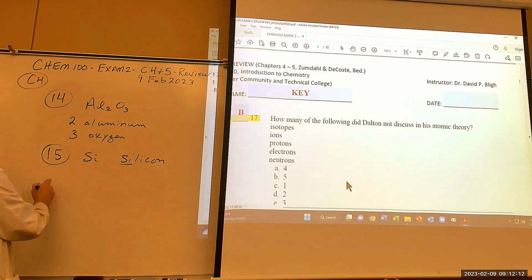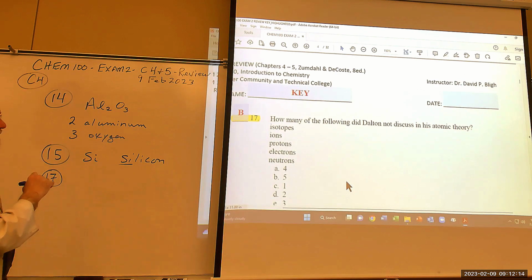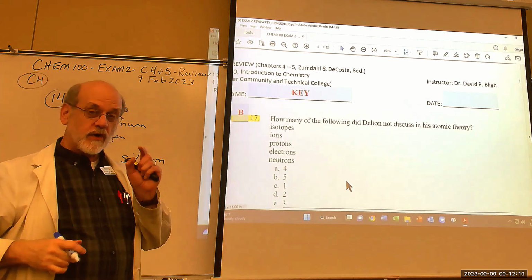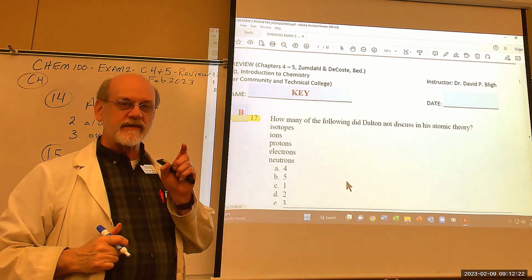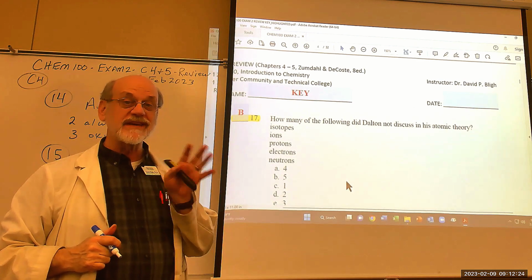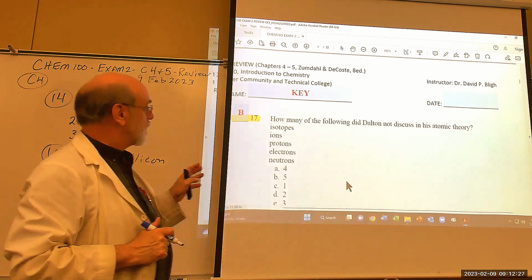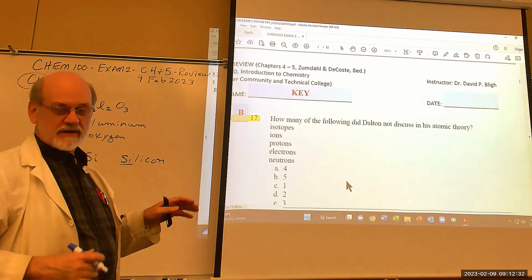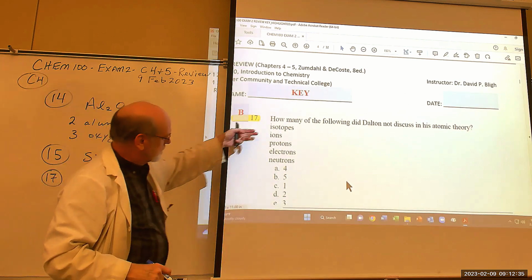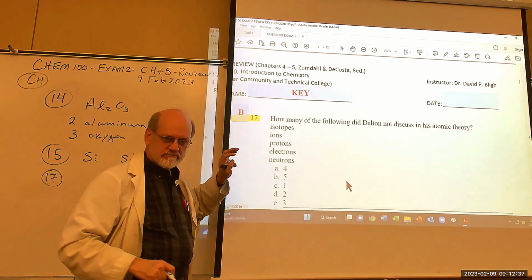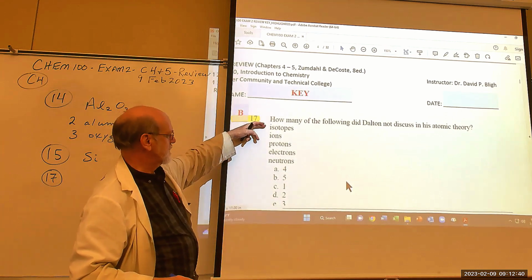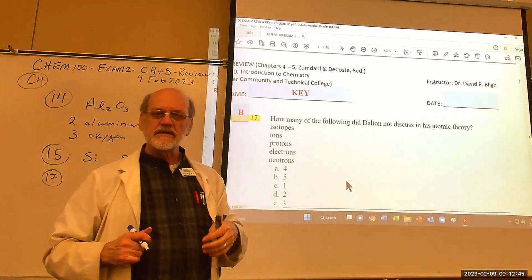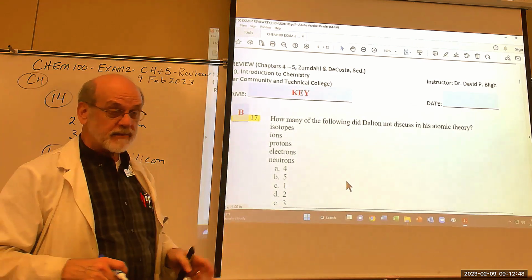How about this one? 17. How many of the following did Dalton not discuss in his atomic theory? Read those questions carefully. Some of them are written in the positive and some of them are written in the negative. This one's in the negative. How many of these are not discussed in the atomic theory? So which one of these particles did Dalton not know about? Think about that.